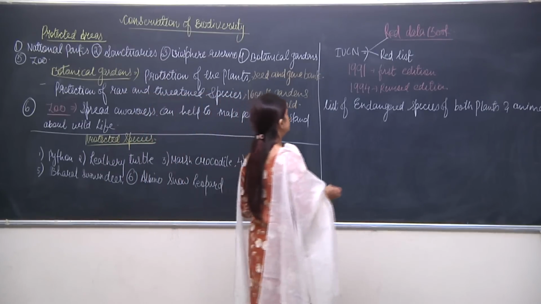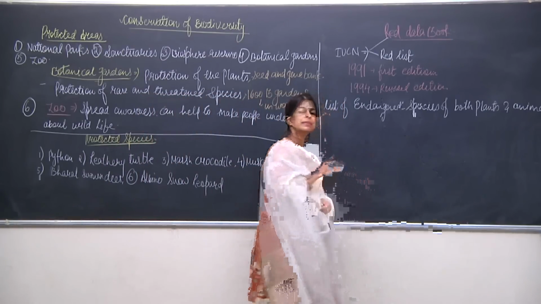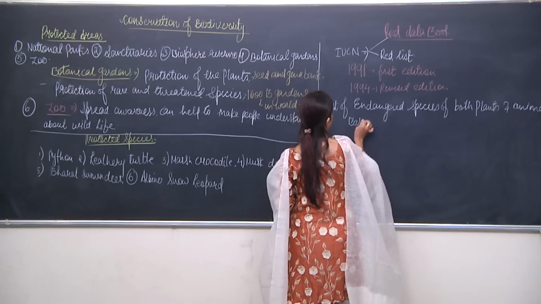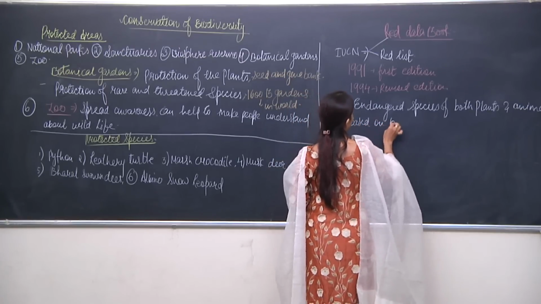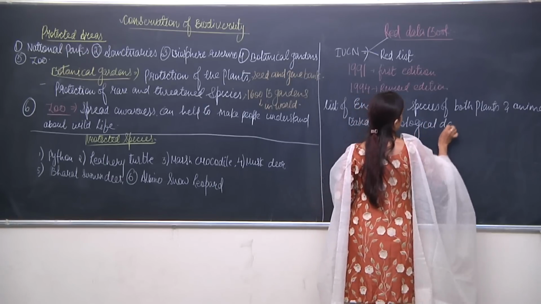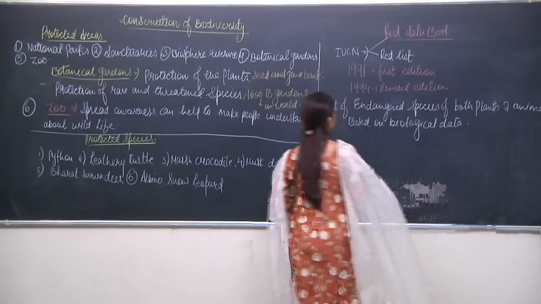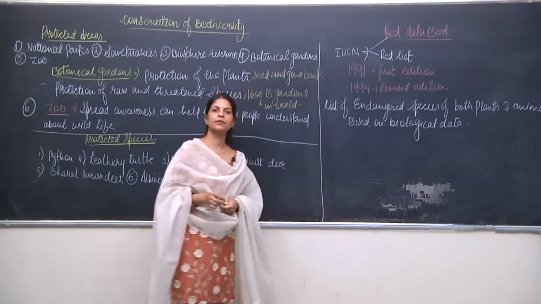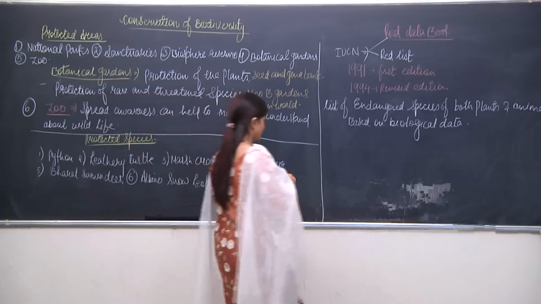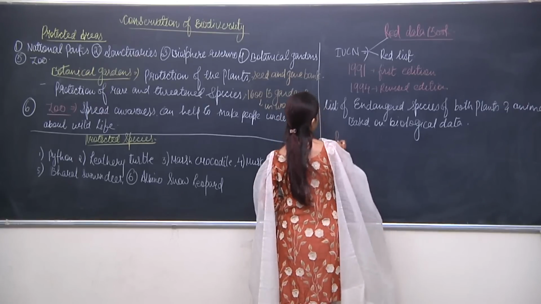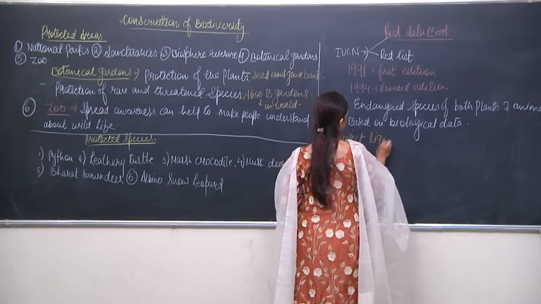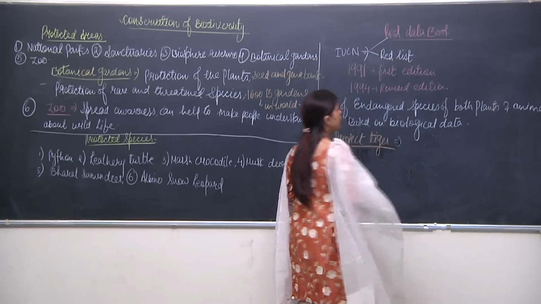So this is how this list is done, and this list is based on what, children? It is based on biological data. So this is how IUCN is working. And the best example I would like to give here is about Project Tiger. I think you all might have heard about Project Tiger. Now what is Project Tiger, children?